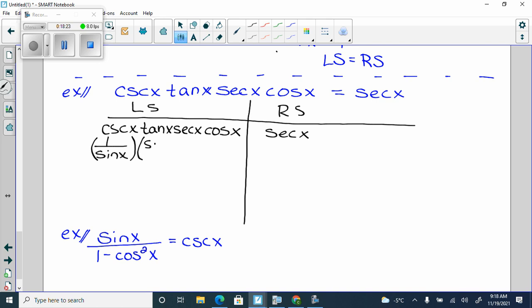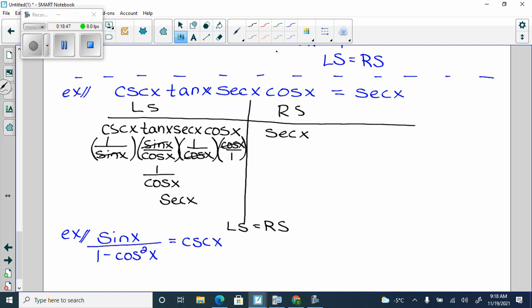Okay? Then we have 1 over sine x over cos x, 1 over cos x over 1. The sines cancel, the coses cancel, and I'm left with 1 over cos x, which is secant x. And when I'm done, I have to go left side equals right side. If you forget LS equals RS, you will lose marks.